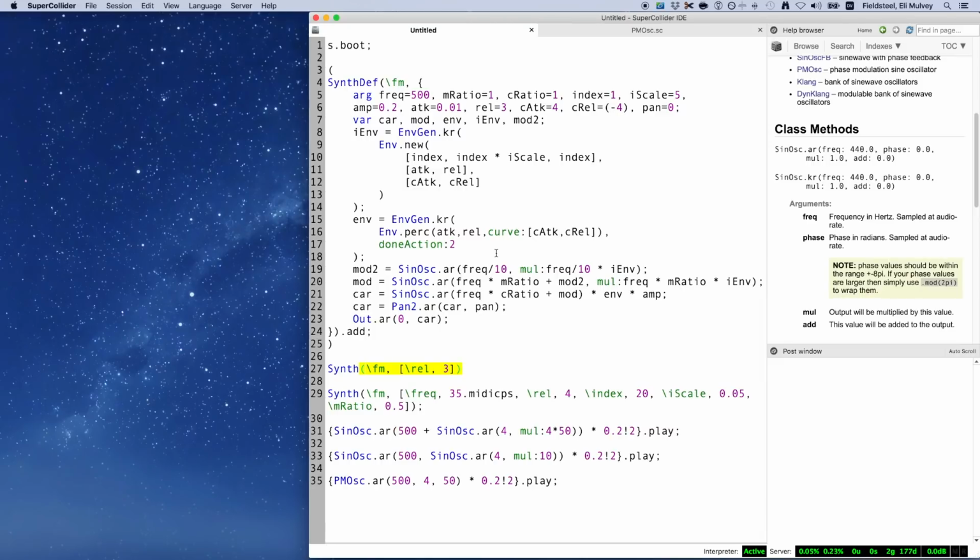In the next tutorial, we'll take a look at wave shaping and wavetable synthesis in SuperCollider and some of the things you can do with it. Should be a lot of fun.